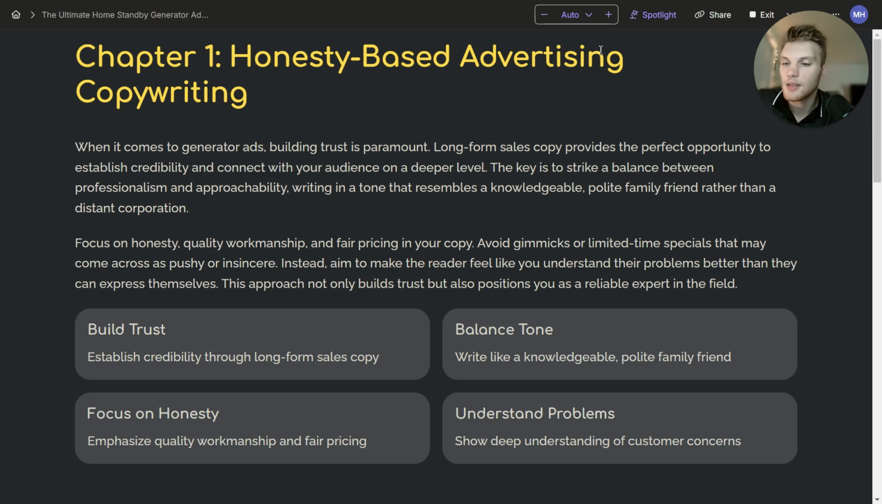So, I guess to summarize, you want to build trust. Establish credibility through long form sales copy. And if you're wondering what long form sales copy means, it basically means, instead of what you've probably seen in ads all the time, where it's like a few sentences for the primary text, you want to have long form sales copy. I'm talking like 15, 20, 25 sentences. It's almost like storytelling in a way, right?